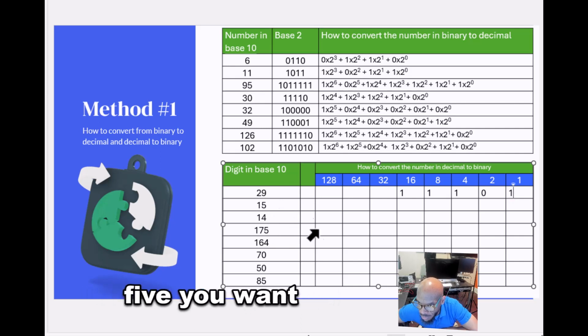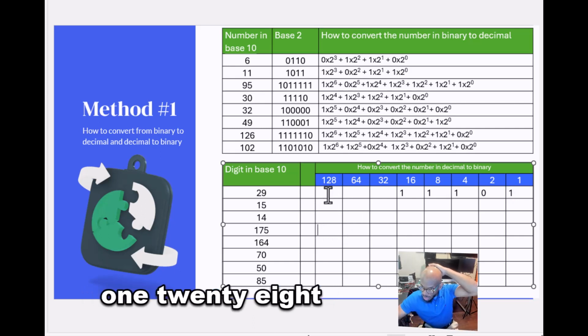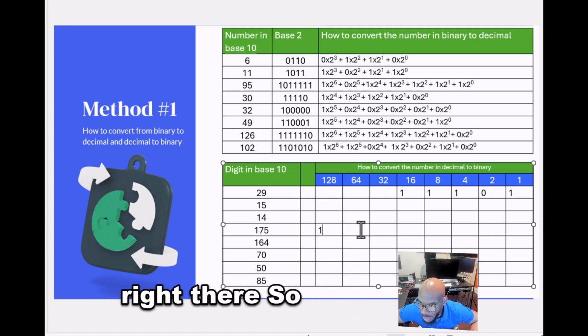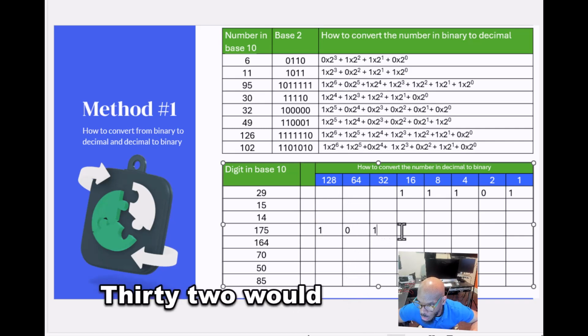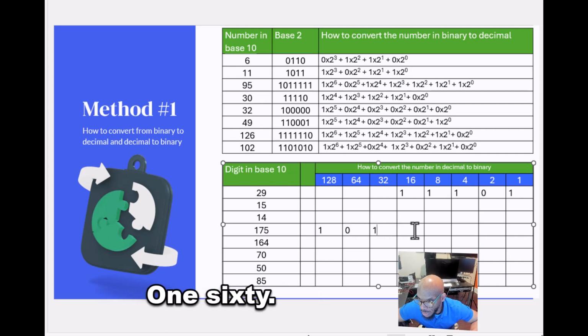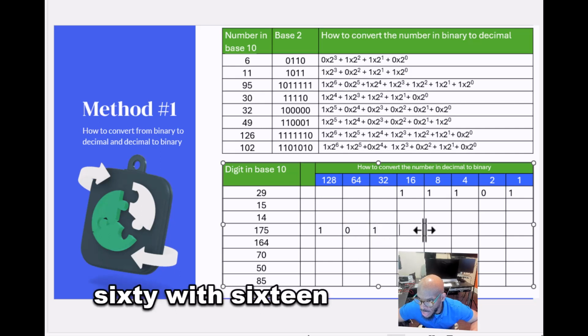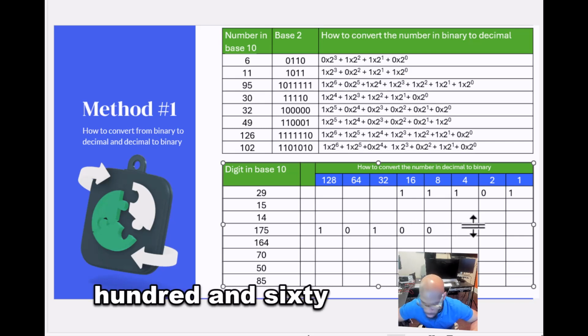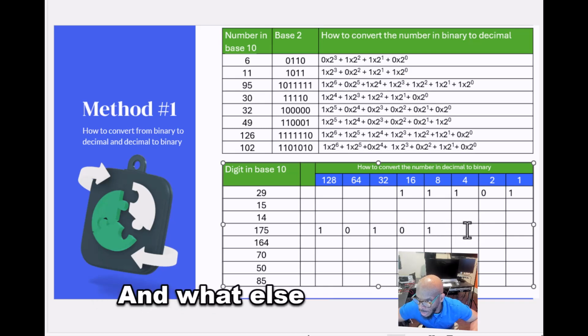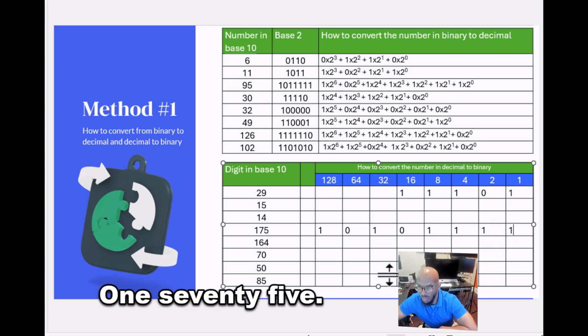Okay, so for 175, you want the biggest number that's closest to it without going over it. That's 128 for its weight. So we put in a 1 right there. So that's 128. Now 64, that'll make it too big. 32 would make 160. If we add 16 it would go over. So what else would we need? We need an 8, so that'll make it 168. And what else do we need? We need that 4, 172. We need 2, 174, and then we need one more, 175.